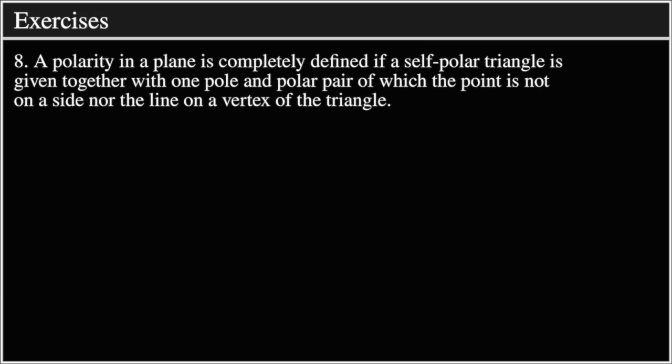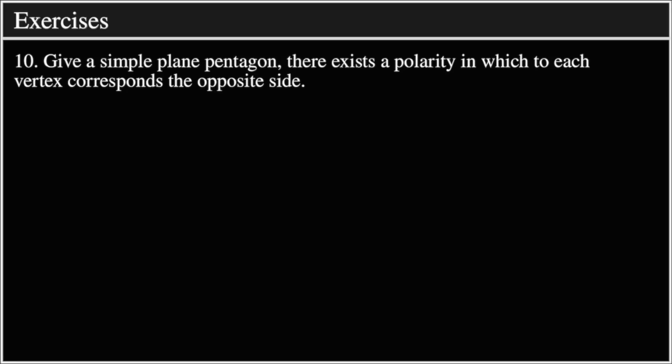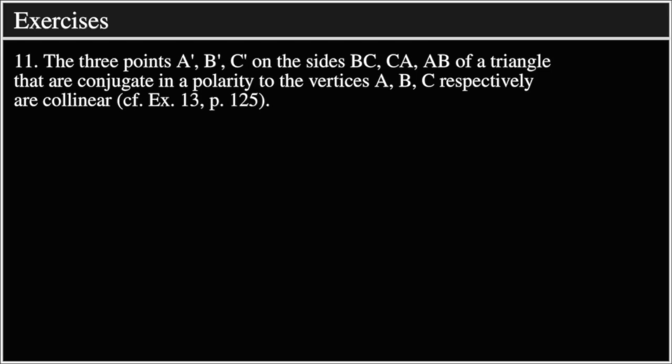8. A polarity in a plane is completely defined if a self-polar triangle is given together with one pole and polar pair of which the point is not on a side nor the line on a vertex of the triangle. 9. Prove Theorem 3 analytically. 10. Given a simple plane pentagon, there exists a polarity in which to each vertex corresponds the opposite side. 11. The 3 points A', B', C' on the sides BC, CA, AB of a triangle that are conjugate in a polarity to the vertices A, B, C, respectively, are collinear. Chiefly Exercise 13, page 125.